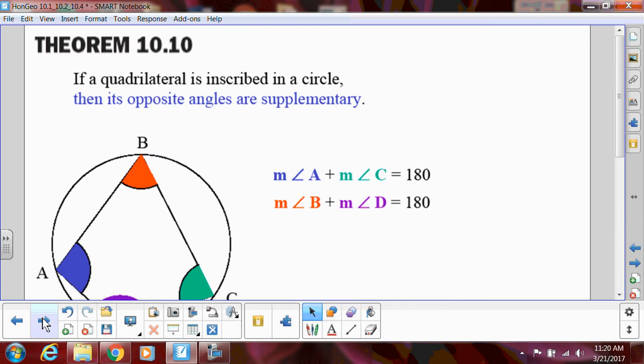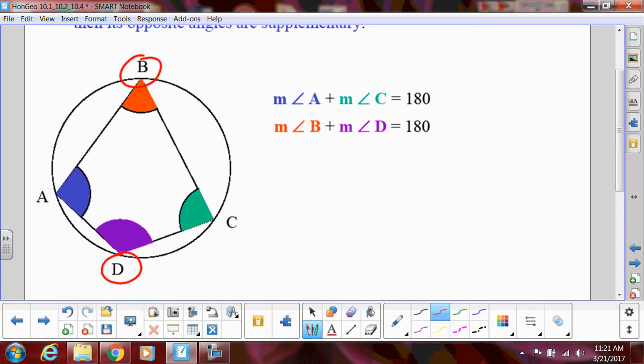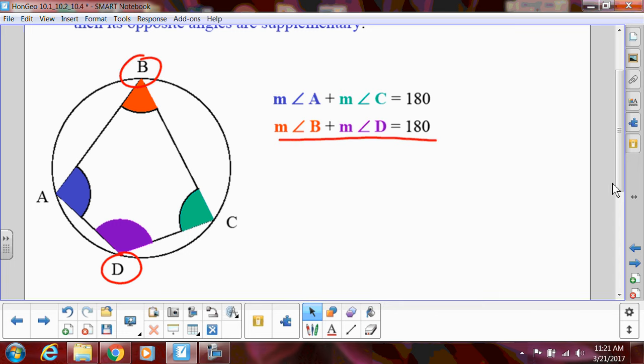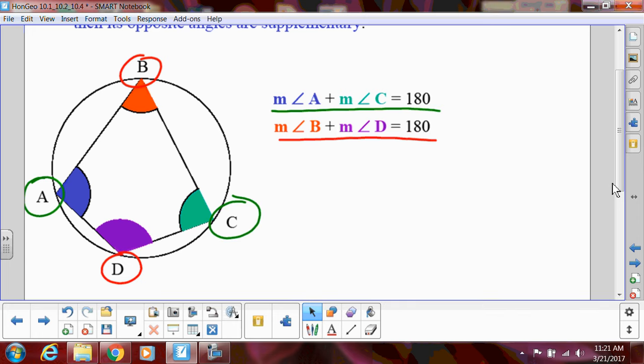Here's our theorem about if we have a quadrilateral inscribed in a circle, then the opposite angles are supplementary. Notice that this is not any particular kind of quadrilateral, it's any quadrilateral. So angle D and angle B should be supplementary, and the same thing with angle C and angle A. Those will also be supplementary. So we'll have to keep our eyes open for those shapes as well.